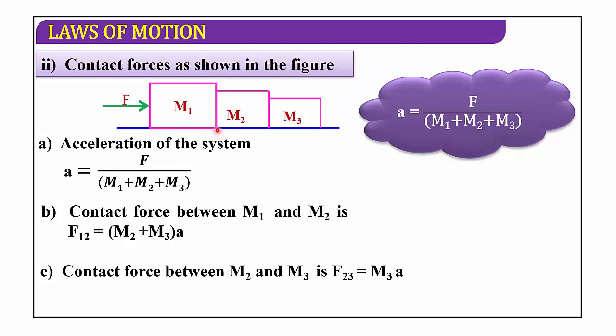Now they had given three bodies. All the three bodies are in contact with each other: M1, M2, M3. Is it clear? We are applying a force F in forward direction. How to write acceleration? A equal to F by M. In place of M, you can write M1 plus M2 plus M3. This is acceleration. Now tell me how to write contact force between M1 and M2.